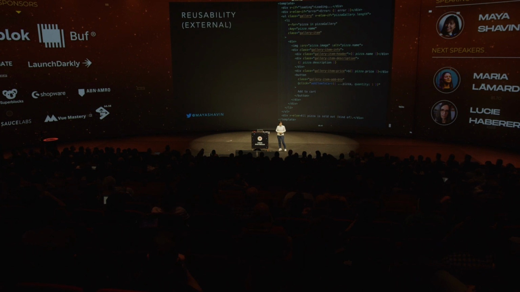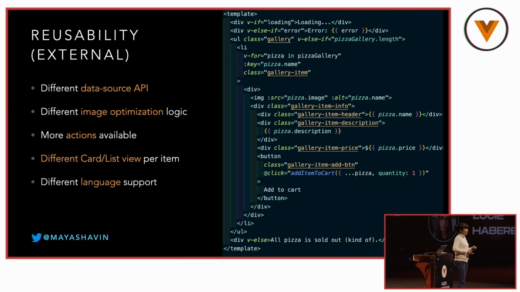And then, on the external side, other teams say, oh, your component is so great. We want to use the component in our project, but with a little bit of things that we need you to change. First, you need to fetch the data from an external data source API. We don't use the Pizza API here. Also, we don't use Cloudinary here because it's too expensive. Yeah, I'm not from Cloudinary anymore, so I can say that. In general, they want to change to a different image optimization, maybe Nuxt Image, maybe something else. And they want to have more actions available in the component. And maybe they want to customize the card and list view. And of course, localization. Who can forget about localization, right?